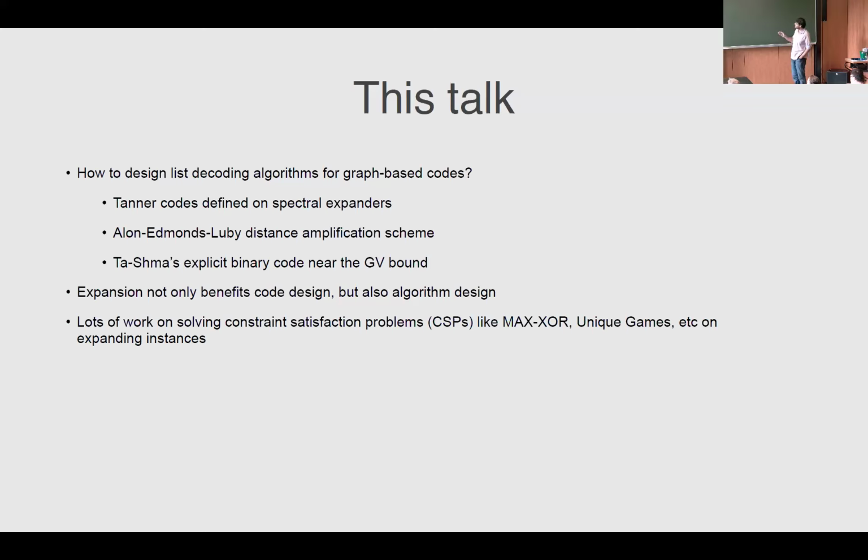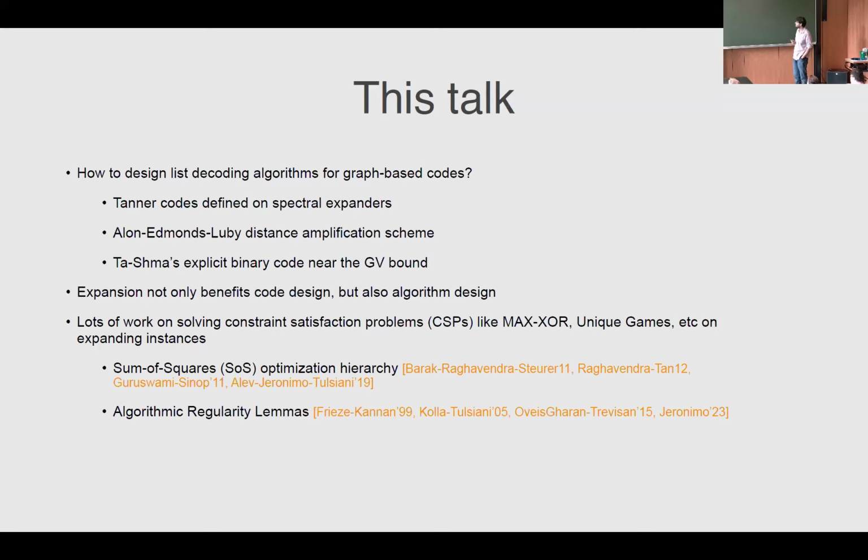And most of our techniques will come from a rich body of literature on solving constraint satisfaction problems on expanding instances. So constraint satisfaction problems like KXOR, or Max-Cut, or unique games, people have studied instances that are expanding there. And there are broadly 2 types of techniques that work there. One is based on the sum of squares optimization hierarchy. The other one is based on algorithmic regularity lemmas. And both of these will have analogs in the decoding world as well.